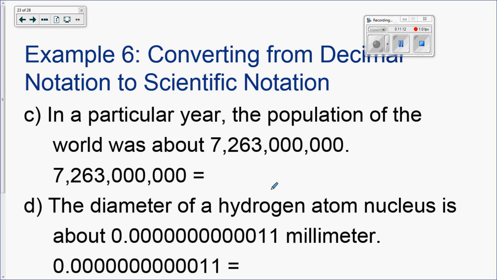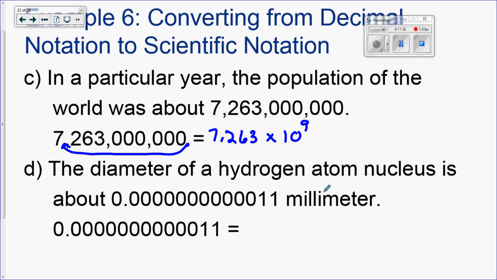Okay, so for this one, again, you don't see the decimal, it's here. It's going to come all the way back over to here. So it's 7.263 times 10 to the how many? 1, 2, 3, 4, 5, 6, 7, 8, 9.